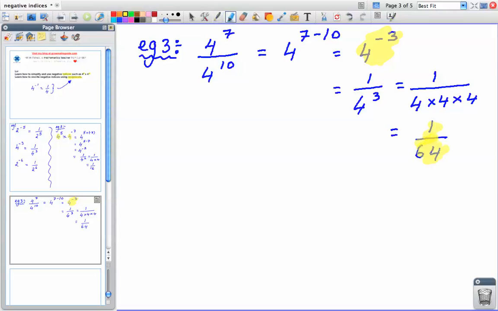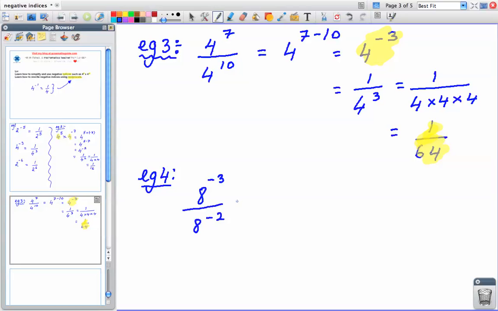Okay, now let's take a look at one last example where I'm going to divide again, but in this case, instead of having a positive number as my power, I'm going to have negative numbers. So let's say I had, shall we say, 8 to the power of minus 3, divide that by 8 to the power of minus 2.